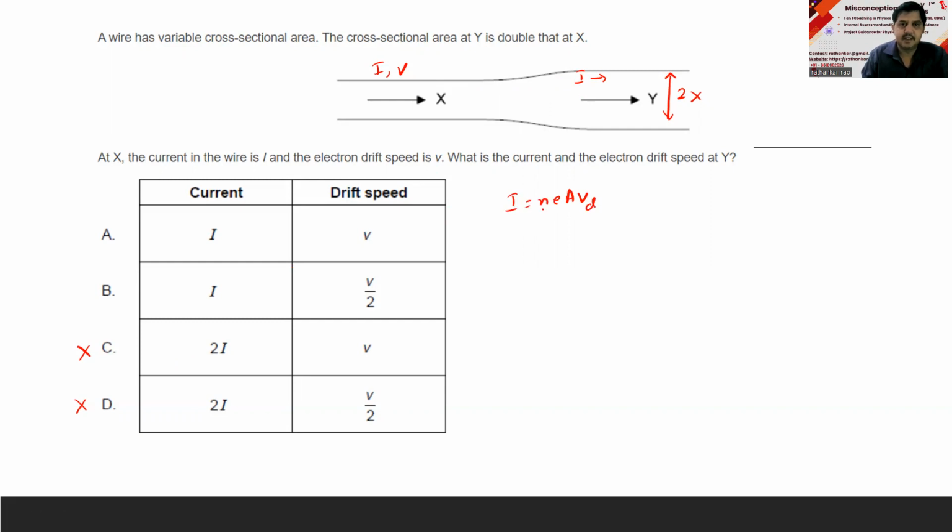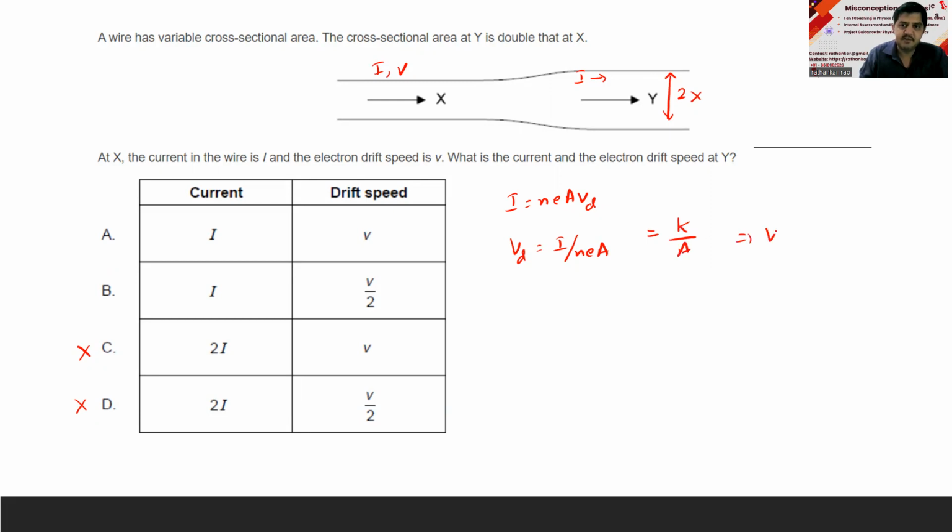Here n is nothing but the number of electrons per unit volume, which remains a constant. Area differs over here, and the drift velocity can also change. e is the electronic charge. So we need to find out the value of v_d here, depending upon the area. So we can now write v_d is equal to I divided by nEA. This nE is a constant, so I will write some constant K divided by A.